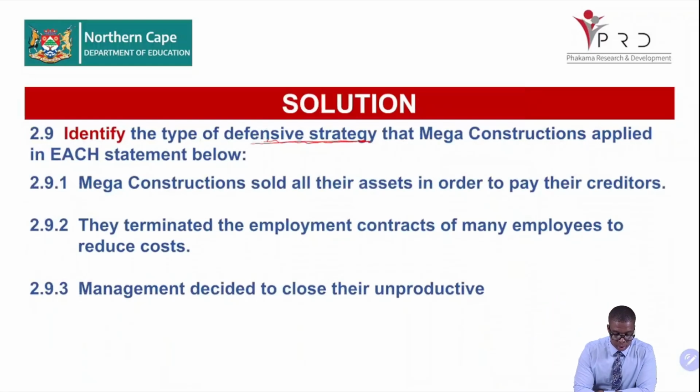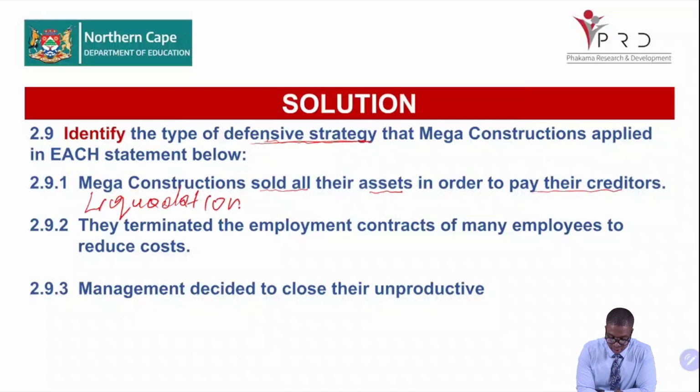Welcome back. Now, identify the types of defensive strategies. Let's look into it. 2.9.1. Mega Construction sold all their assets in order to pay their creditors. When a business sells all their assets to pay their creditors, the business has implemented which type of defensive strategy? It must be liquidation.